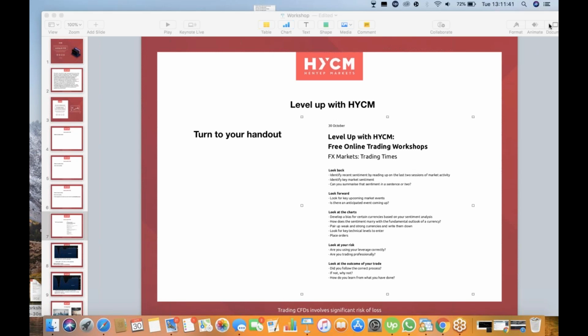Instead, what you want to do is identify the recent sentiment that's been going on in the market in the last couple of sessions since you've been away. Now, the foreign exchange market is traded across three major sessions: the Asian session, the London session, and the New York session. They're the three key times that the foreign exchange trades.